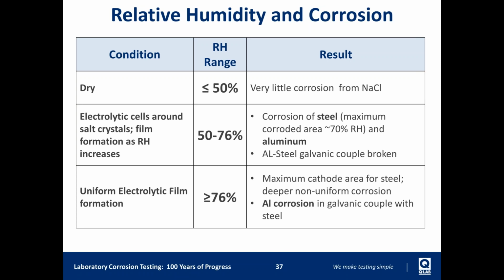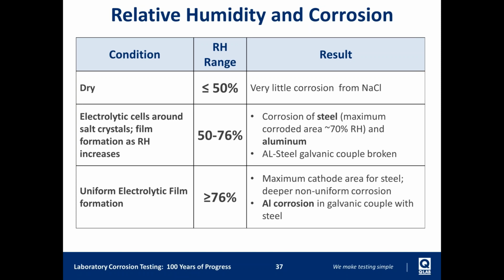And then once you pass that deliquescence point where you start to get that full film, what happens then is you now have the galvanic couple, and only the aluminum would corrode in this case.